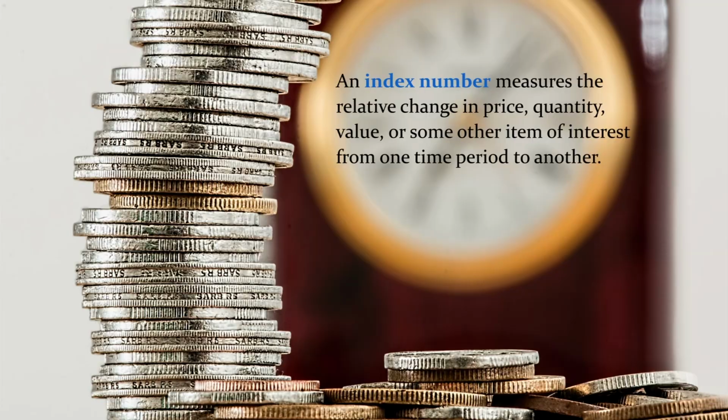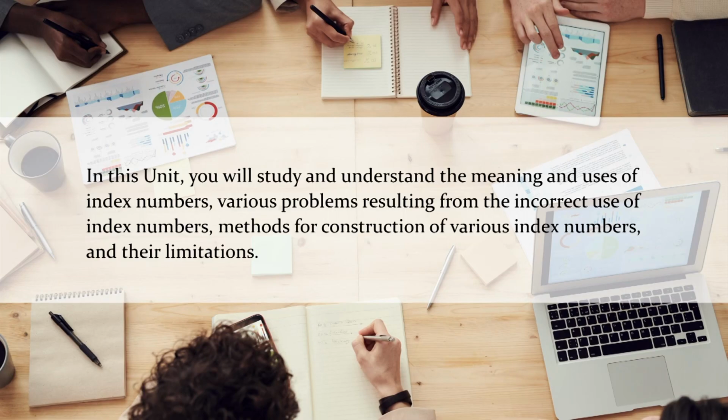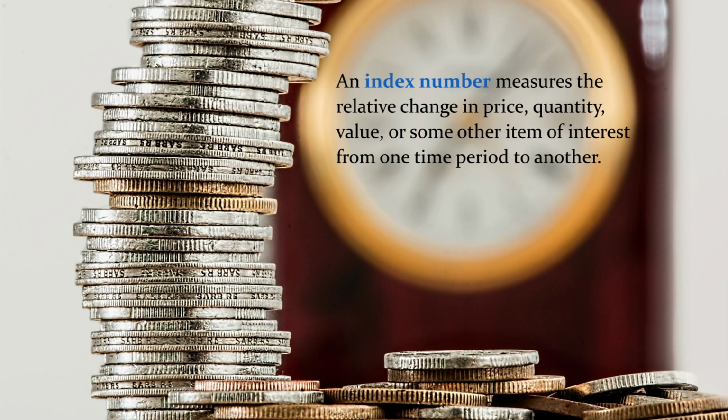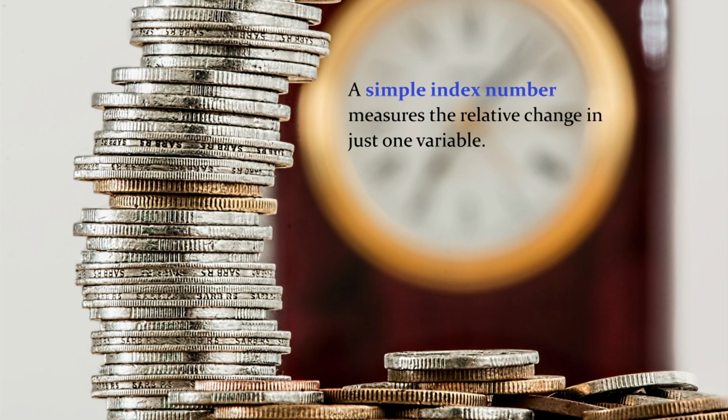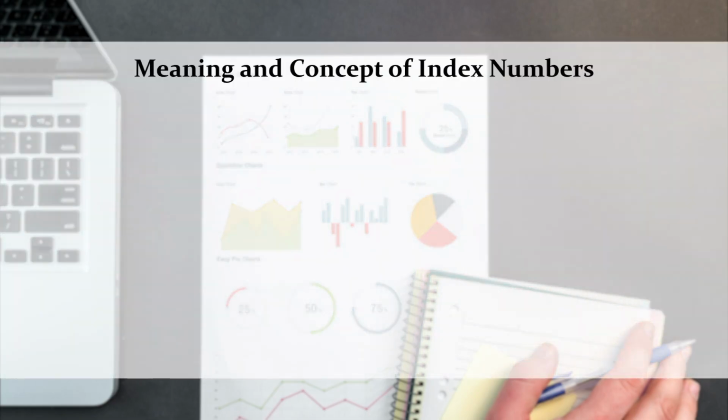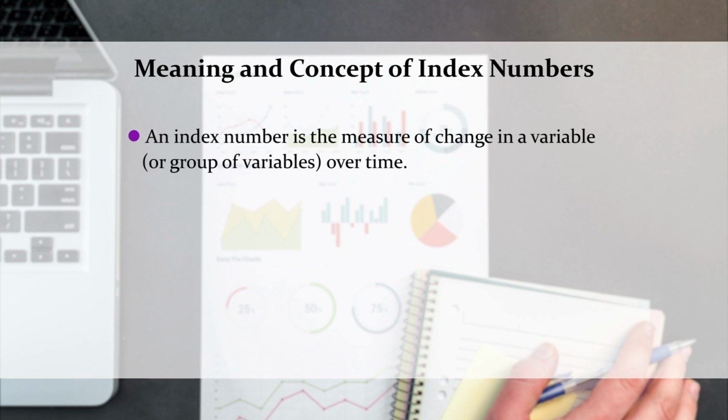So an index number measures the relative change in price, quantity, value or some other item of interest from one time period to another. And this simple index number measures the relative change in just one variable. And if you go more into the backdrop of the meaning and concept of index number, you will find out index number is a measure of change in a variable or a group of variables over time. It's not that we are going to measure the change of variables only. There are variables and there are groups of variables, a gamut of variables which are coming together.